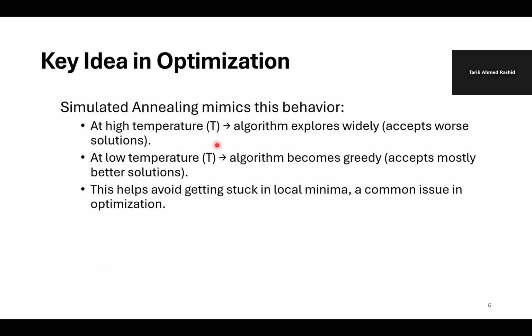At high temperature, the algorithm explores widely. Well, at high temperature, the algorithm can accept worse solutions. But at low temperature, the algorithm becomes more greedy, more inclined to accept only better solutions. This helps avoid getting stuck in local minima, which is a common problem or issue in optimization.